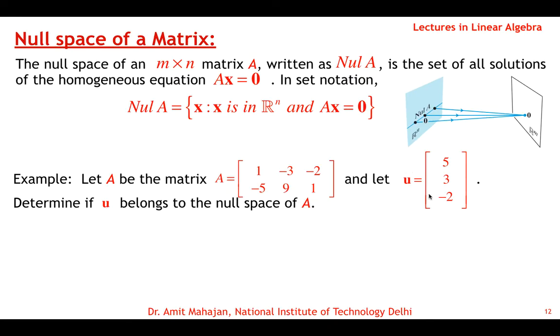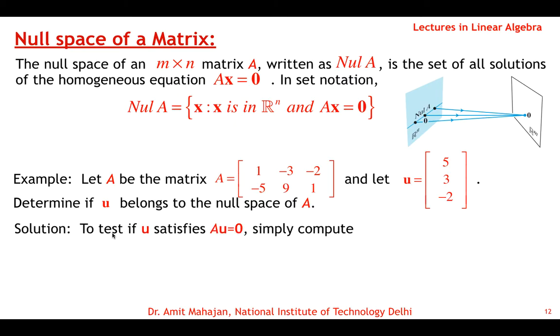Okay, whether this vector belongs to the null space of A. Any vector will belong to the null space of A if Ax is 0. So if vector u belongs to the null space of A, then that means Au has to be the 0 vector. This is simple: we can check whether A times u gives the 0 vector or not.